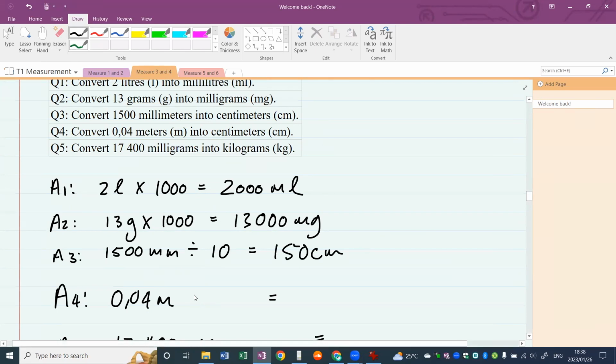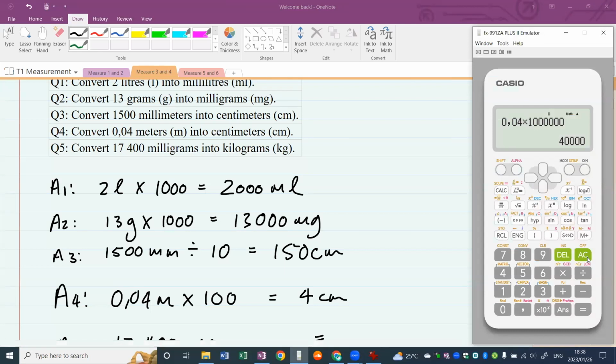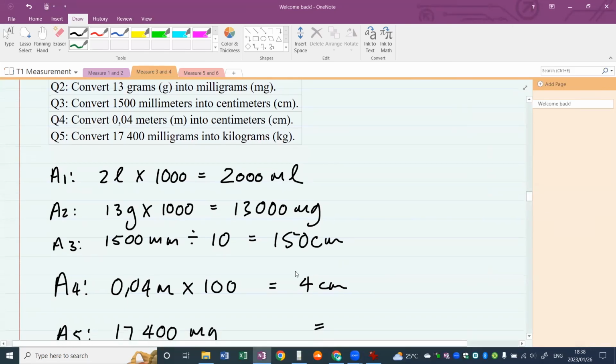All right, 0.04 meters to centimeters. We're going from big to small. We're timesing now, and we're going to times by 100. So that should give us 4 centimeters, if I'm not mistaken. Let's check it. 0.04 times 100. Yep, 4 centimeters.